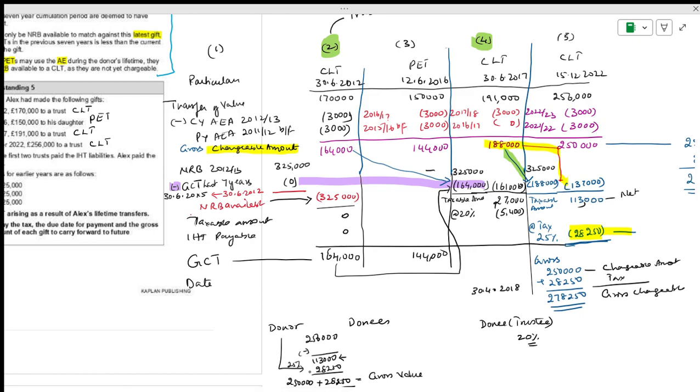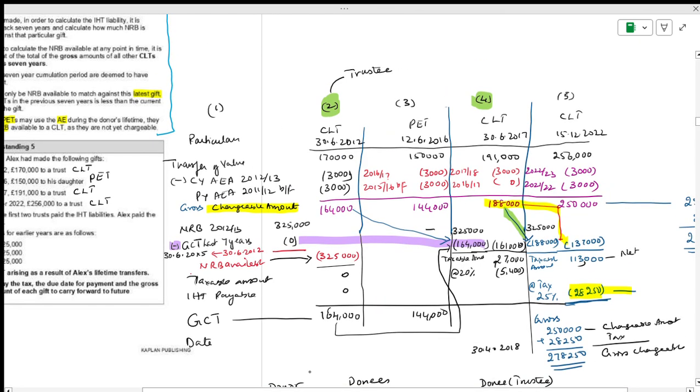Column 4, back to column 5. Who is paying here? The trustee. Okay, so we will take the gross chargeable amount. Why will the gross chargeable amount come? Gross amount will come only when there is a donor. For the donee, gross will not come.